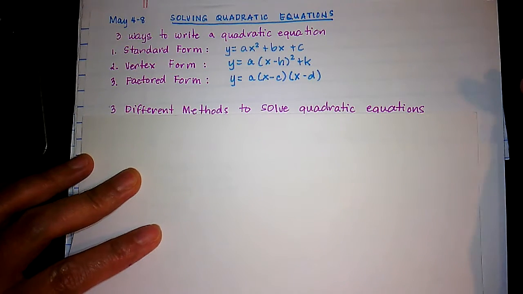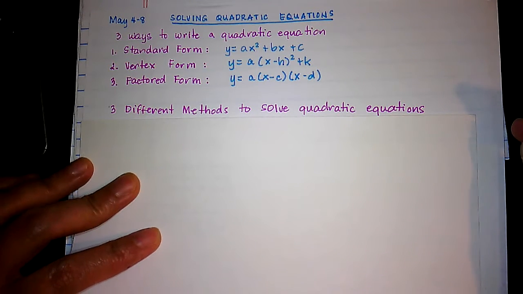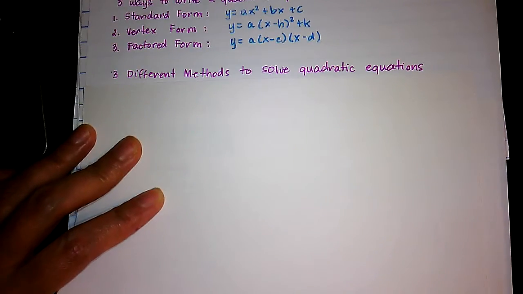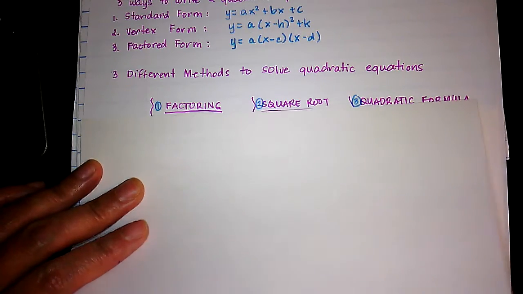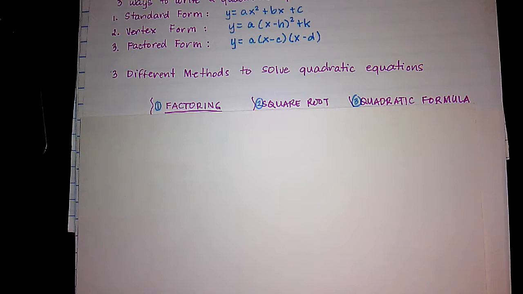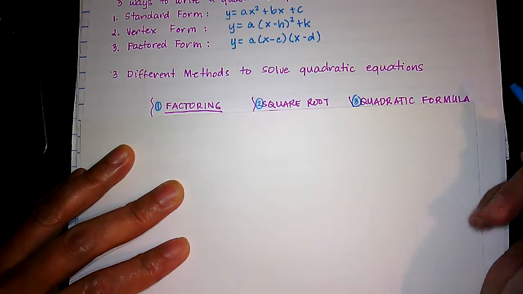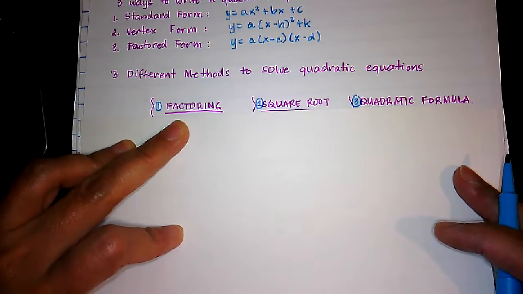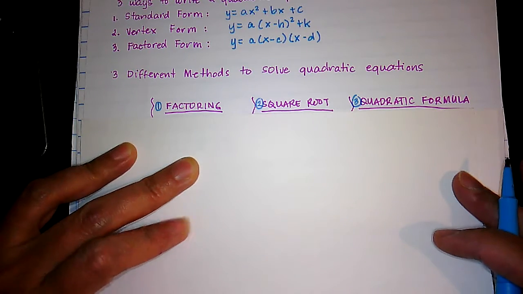Now, there were also three different methods in solving quadratic equations that were presented to you in the past few weeks. So I'm just going to wrap up everything in one video. Now, what are these three different methods? You can solve a quadratic equation by factoring, by square root, or by quadratic formula. So we're going to recall each one of these. Now, the question is, when are we going to use factoring? When are we going to use square root? And when are we going to use quadratic formula?